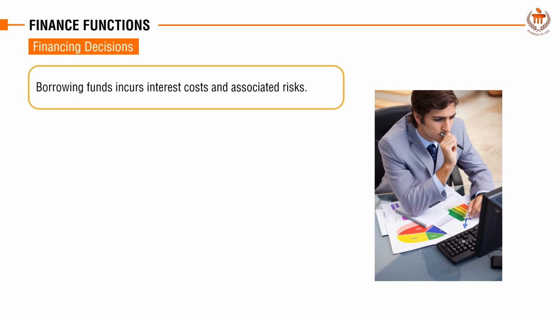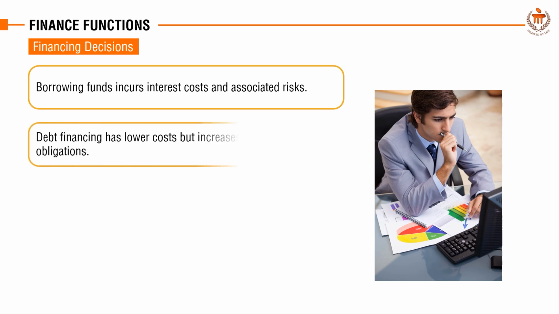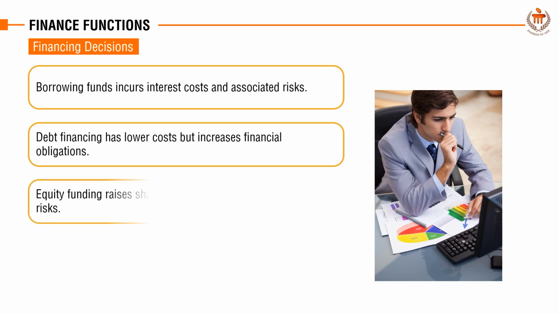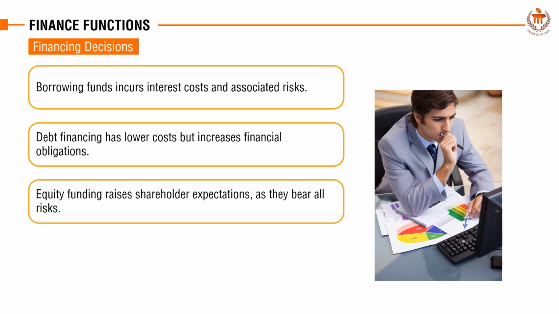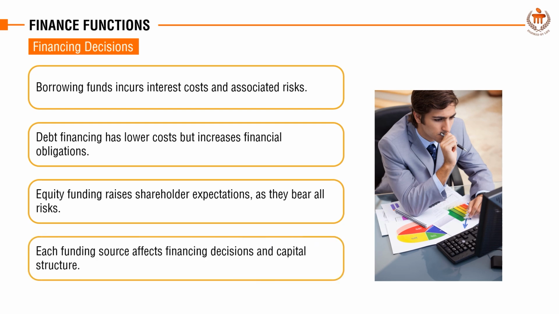When an organization borrows funds, it incurs interest as the cost of borrowing, alongside associated risks. Borrowing through debt entails lower cost but increases financial obligations. Conversely, equity funding involves higher expectations from shareholders. As they are the business owners who bear all the risks, equity shareholders demand higher returns due to their greater exposure to business risks. Each funding source carries unique risks and costs, influencing financial decisions and the overall capital structure of the organization.